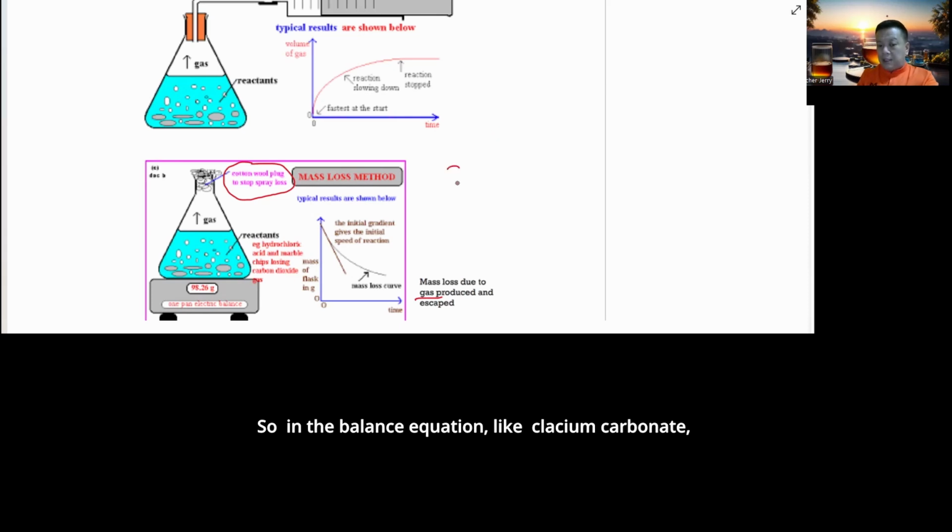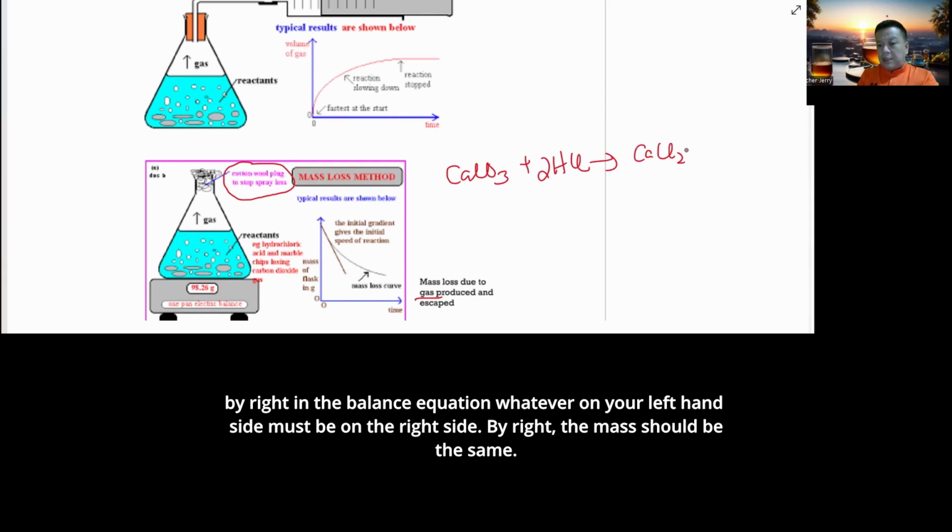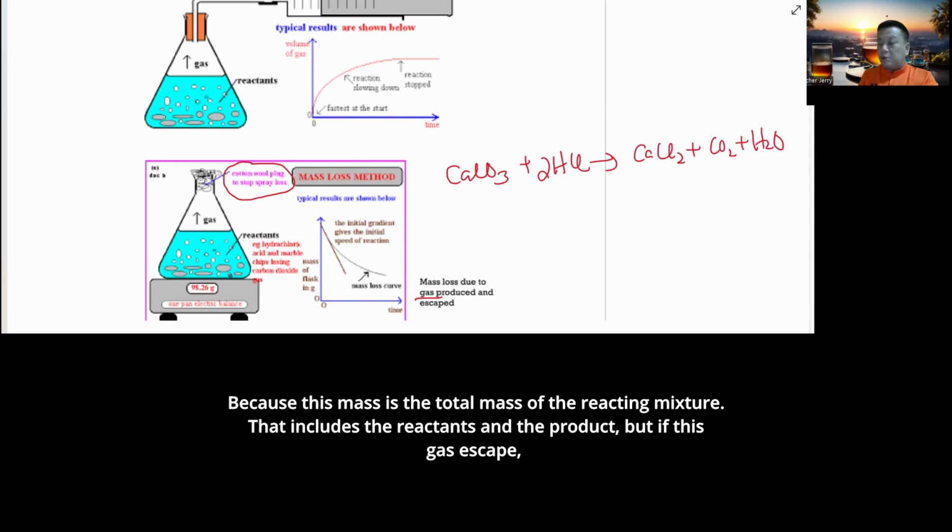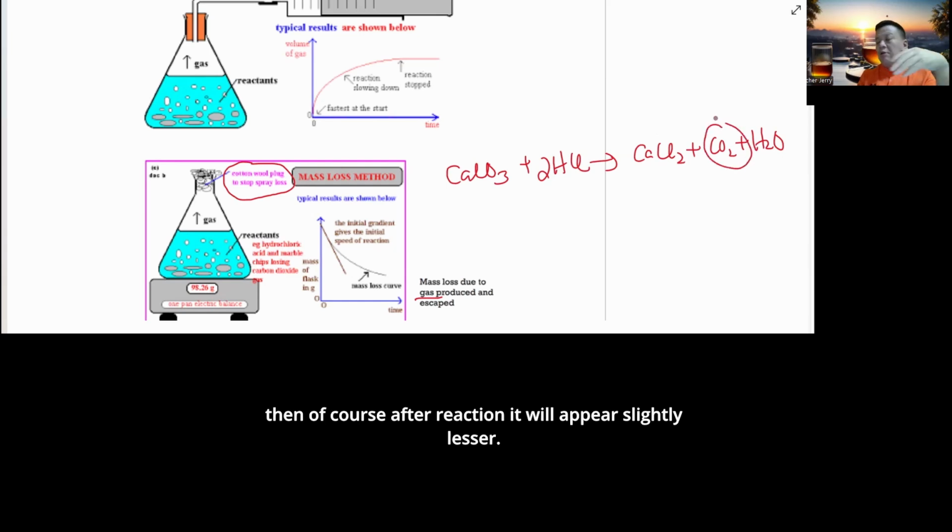Okay, so in a balanced equation, like calcium carbonate plus hydrochloric acid, by right, in the balanced equation, whatever I have on the left hand side must be on the right hand side. So by right, the mass should be the same because this mass is the total mass of the reacting mixture that includes the reactants and the products. But if this gas escapes, then of course after reaction it will appear to be slightly lesser, right?